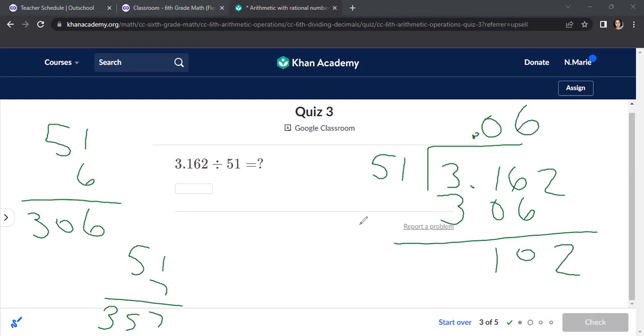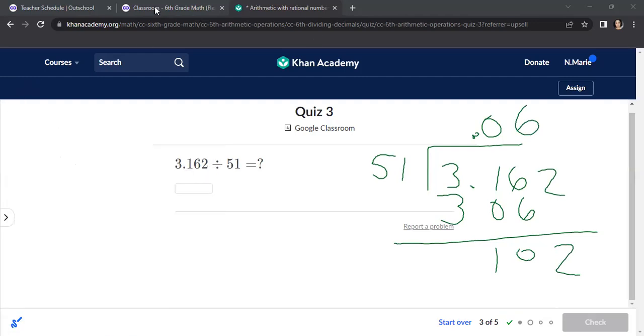Now we have 102. Let me erase this. So 51, how many times can it go into 102? Let's see. Well, if you think of it, 50 plus 50 is 100. And 2. Oh, that's perfect. Okay, so 2 times. And there's my answer. 0.062.